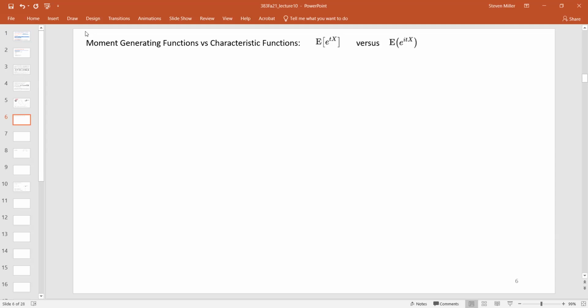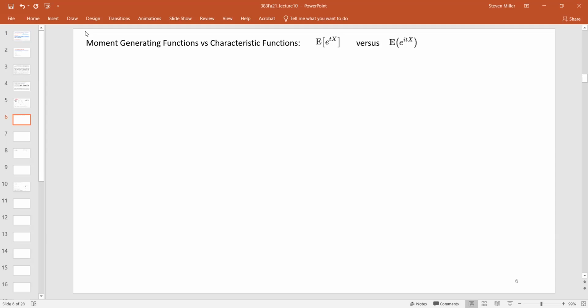So the first is I want to talk about some things from probability. The expected value of e to the tx versus e to the itx. The first one is called the moment generating function, and the second one is called the characteristic function. Is there much of a difference between them? No. If I just replace t with i times t, I can get from one to the other.